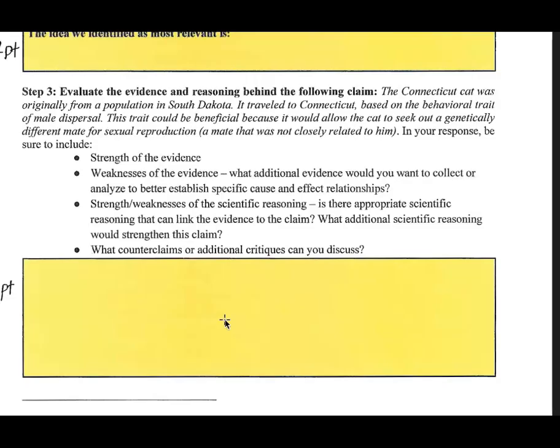So this is tough, but this is the kind of thing that you're expected to be able to think about on the Regents exam. So that's why we've been modeling and doing a lot of reading and analyzing, because the entire Regents exam is reading. All right, so let's look at these one at a time. So the strength of the evidence.